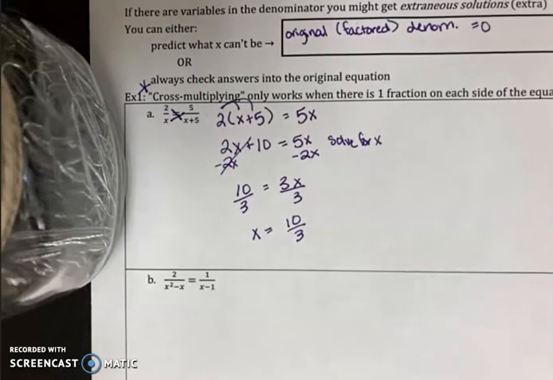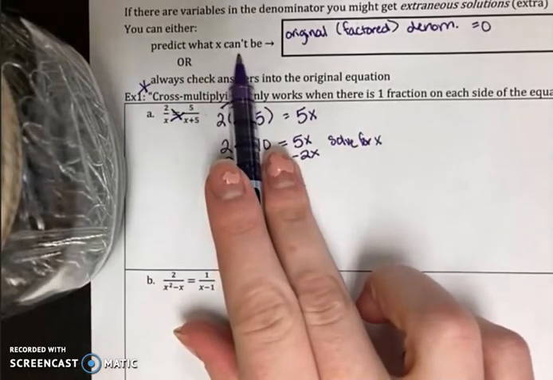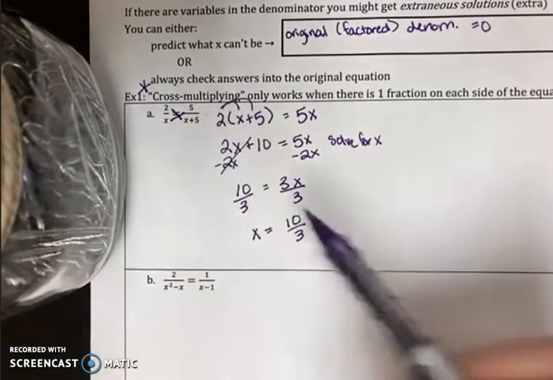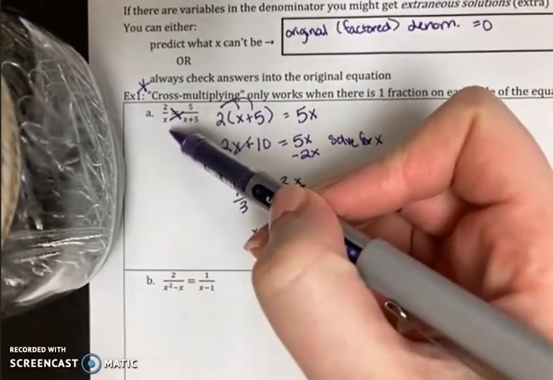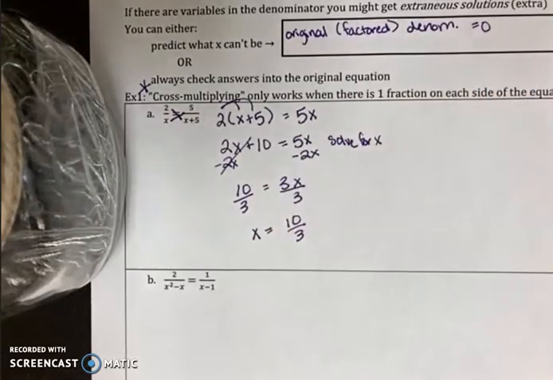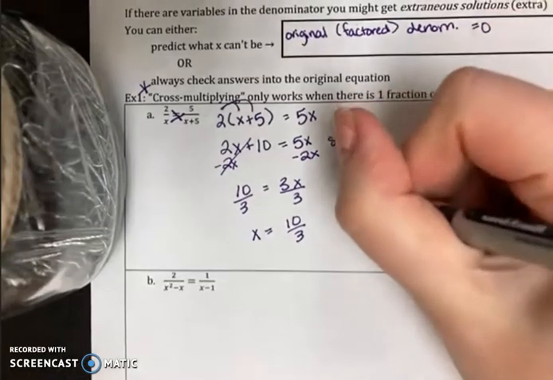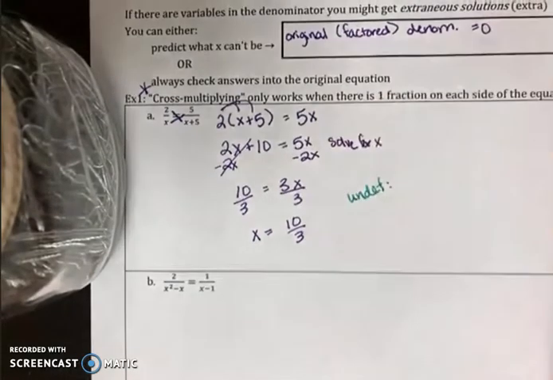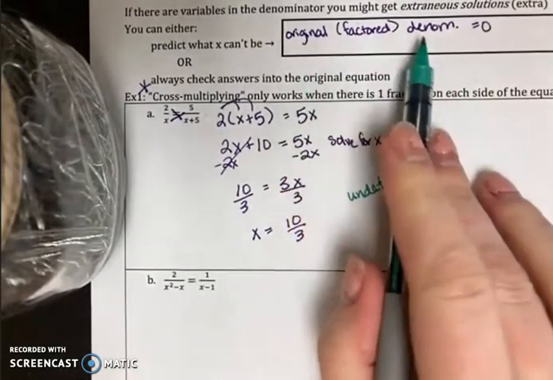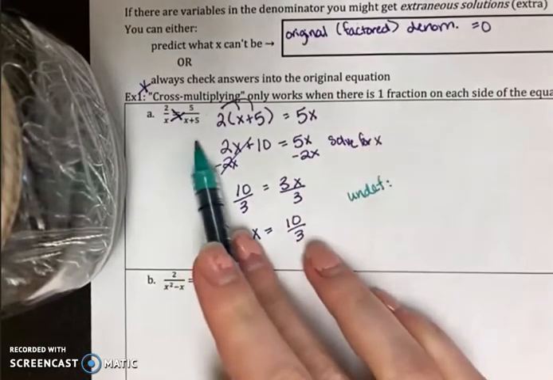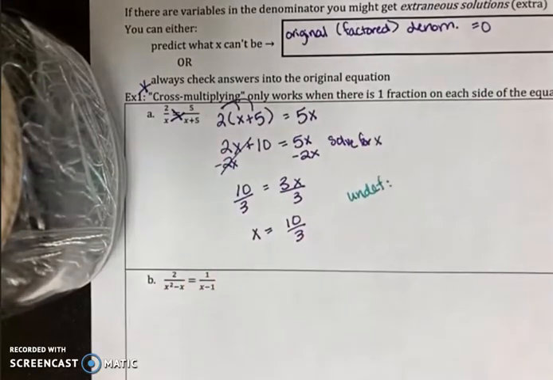I say possible solution because I do need to check and see whether or not this is extraneous. Remember, there's two ways we can check. First is just seeing where it cannot be, and the second is plugging the 10/3 back into the original equation and seeing if you get the same thing on each side. I'm going to do the first method just because some students struggled with that earlier. So I need to say when it's undefined. And we're going to look at the original denominators, both of them. So there's two that I need to take a look at.